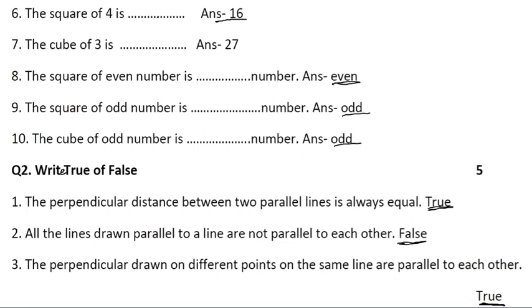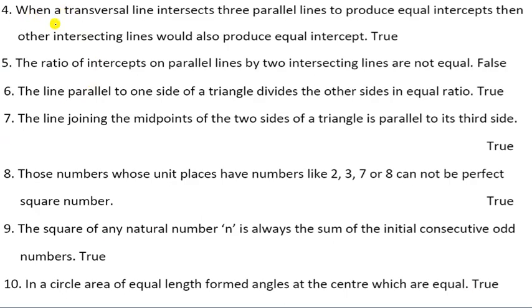Now come to the next, fourth one. When a transversal line intersects three parallel lines to produce equal intercepts, then any other intersecting line would also produce equal intercepts. That is true. Next, the ratio of intercepts on parallel lines by two intersecting lines are not equal. It is a false statement, they are equal. The line parallel to one side of a triangle divides the other sides in equal ratio. It is true.